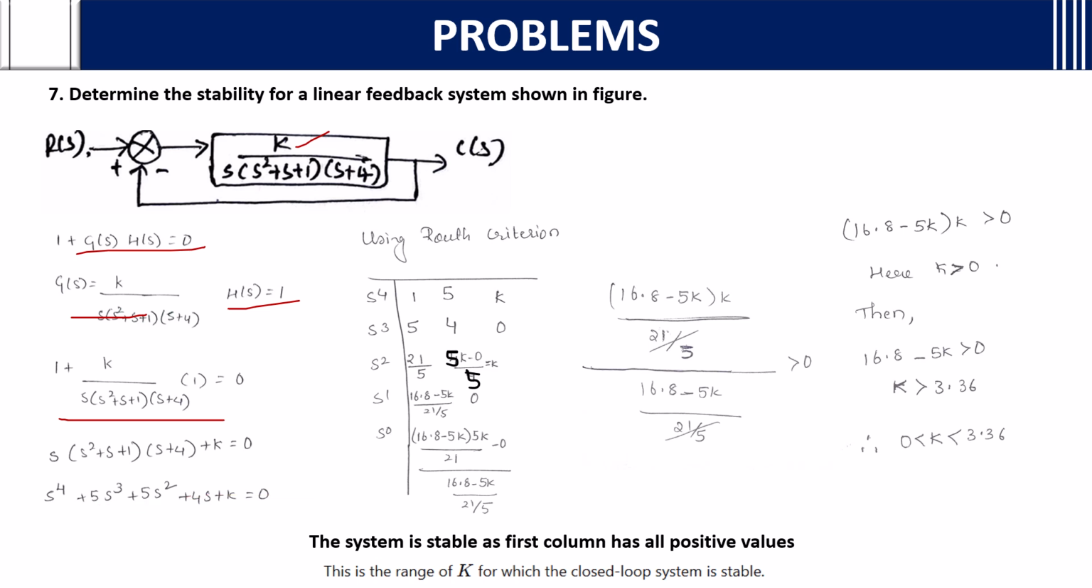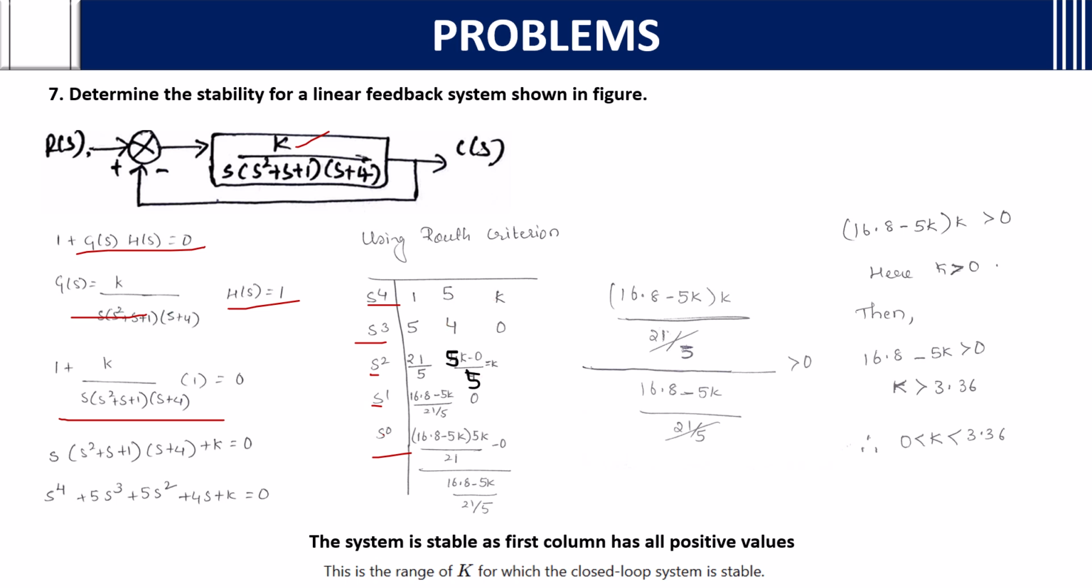For this characteristic equation, you are going to write the Routh stability criterion. For using the Routh criterion: s power 4, s power 3, s power 2, s power 1, s power 0, with 1, 5, 5, 4 and k, 0. So 5 into 5, 25 minus 1, 25 minus 1 by 5 means 21 by 4. So 5 into k minus 1 into 0 by 5. You will get k as the value.